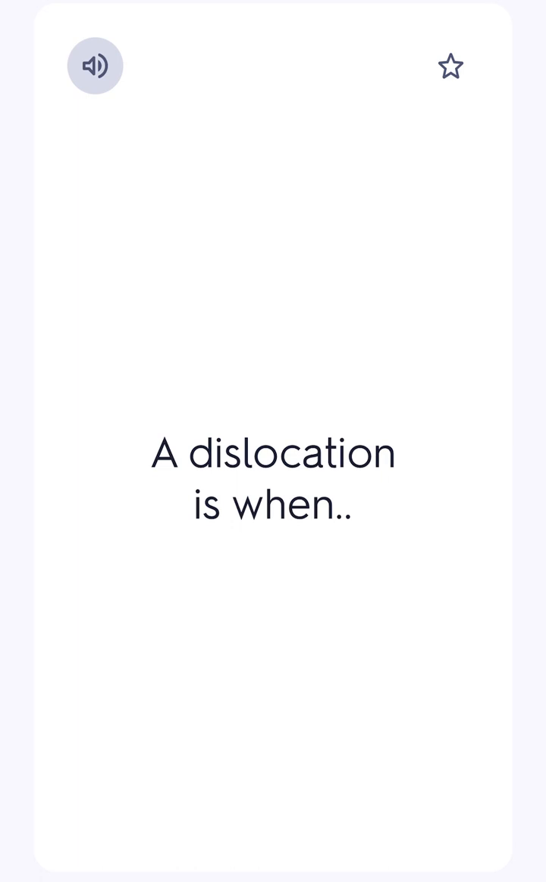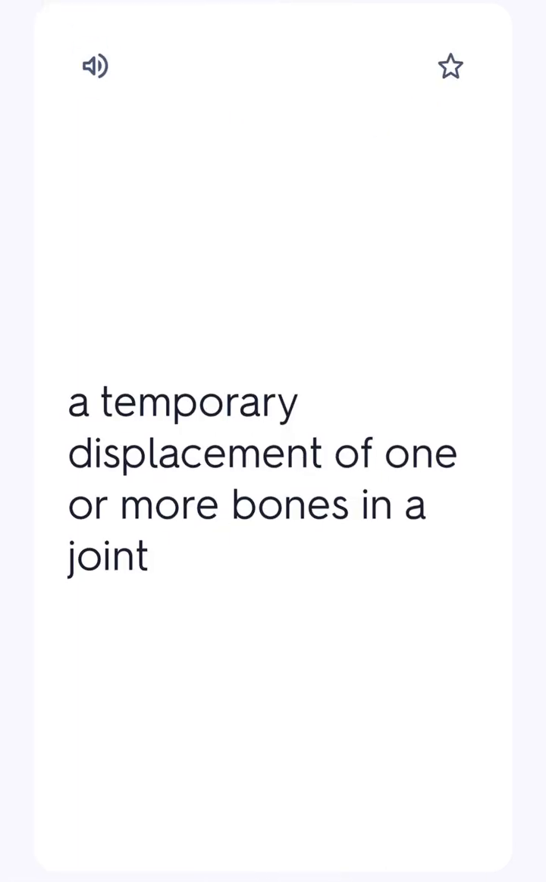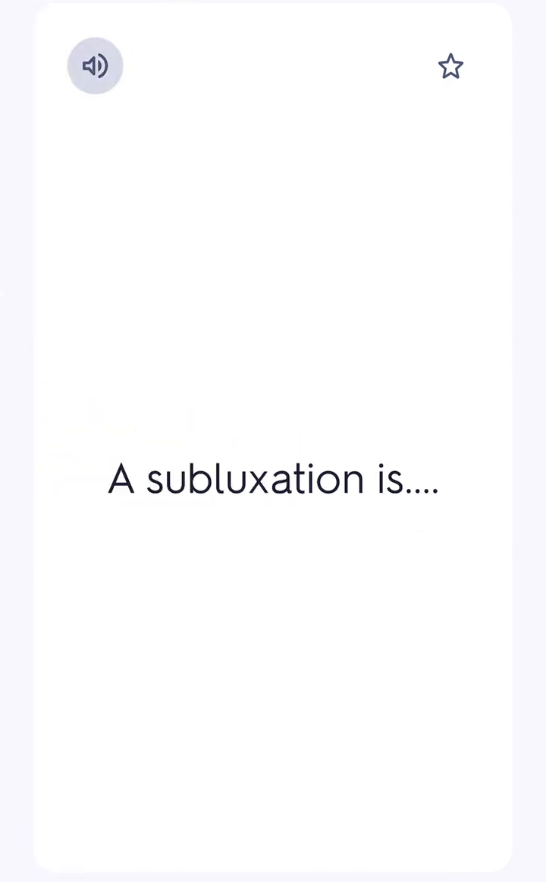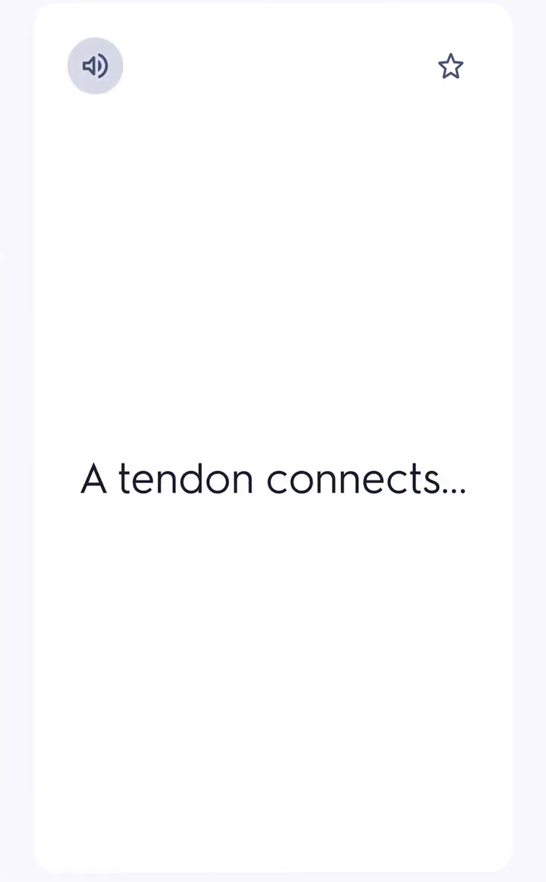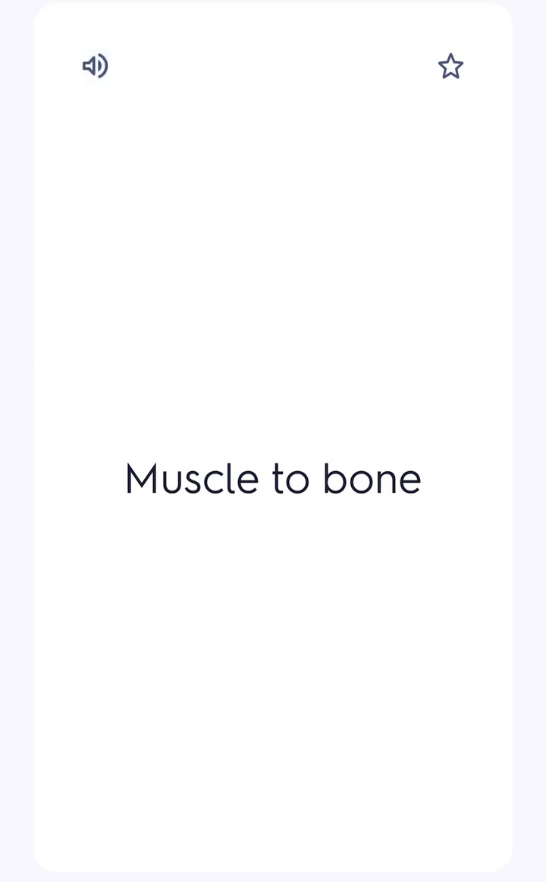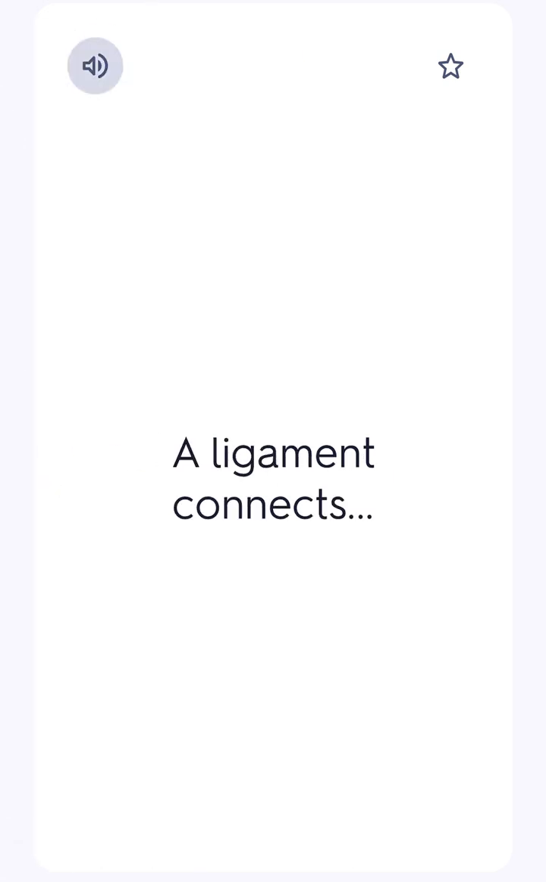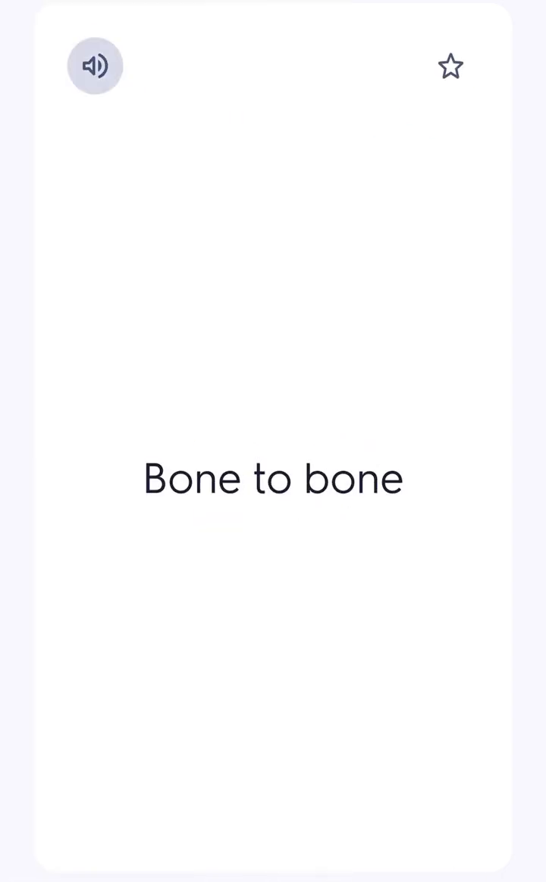A dislocation is a temporary displacement of one or more bones in a joint. A subluxation is a partial dislocation. A tendon connects muscle to bone. A ligament connects bone to bone.